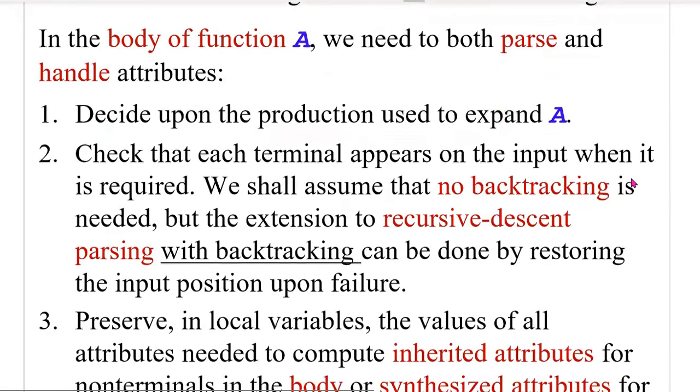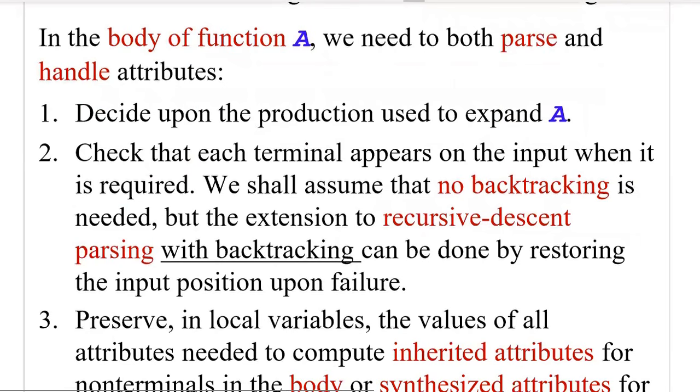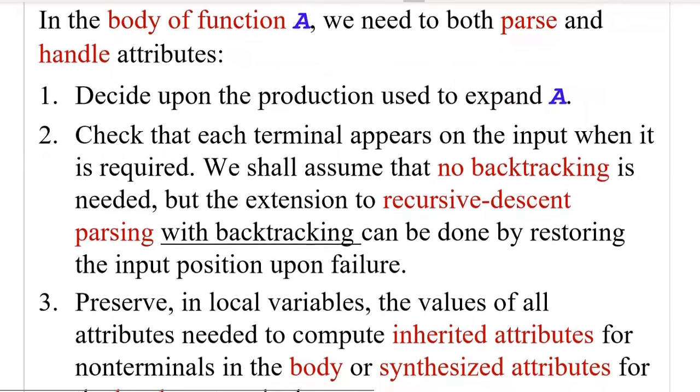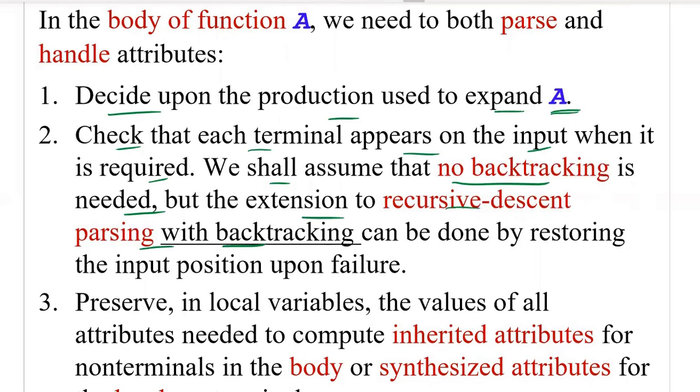Now in the body of function A, we need to both parse and handle attributes. The first step is to decide upon the production used to expand A. Then check that each terminal appears on the input when it is required. We shall assume that no backtracking is needed. In top-down parsing, backtracking is one of the difficulties, but the extension to recursive-descent parsing with backtracking can be done by restoring the input upon failure.